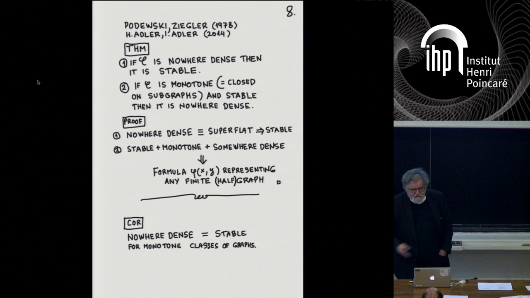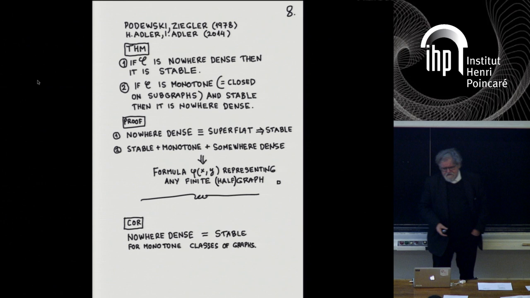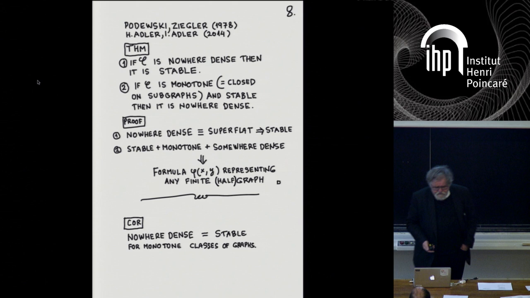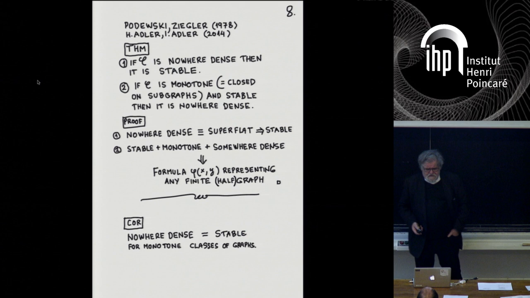They were speaking of one countable graph, modulo either an ultrafilter or a direct construction, which is the same thing. On the other hand, if you have a stable graph that is monotone, closed under subgraphs, and it is somewhere dense, then you have subdivisions of complete graphs. Then you can represent by a formula which doesn't contain long vectors, only those bounded by the size of the subdivision. You can represent not only the half graph but any graph in it.